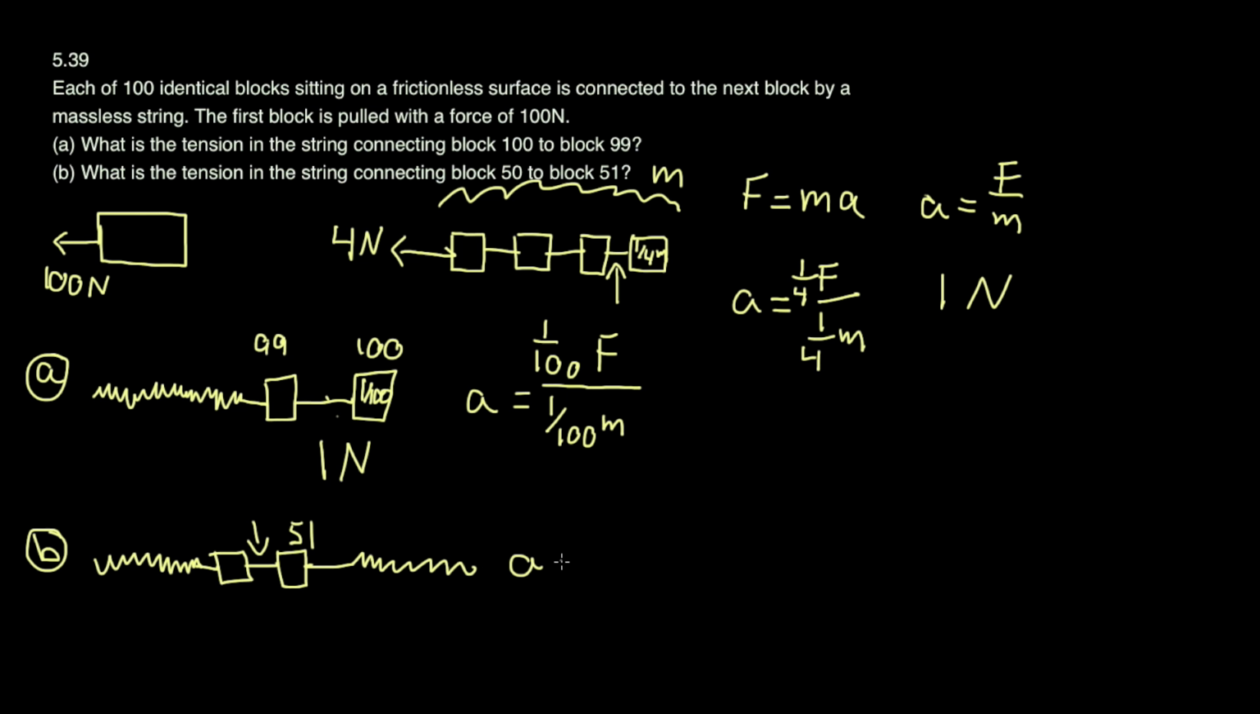So the acceleration has to be equal to the force over 1/2 times m, and we can see that we have to scale the force by half as well. So the tension in this string right here has to be 50 newtons, because 1/2 times the total force pulling the whole system is 50 newtons. So 50 newtons is the tension in this string between block 50 and block 51. And that's problem 5.39.